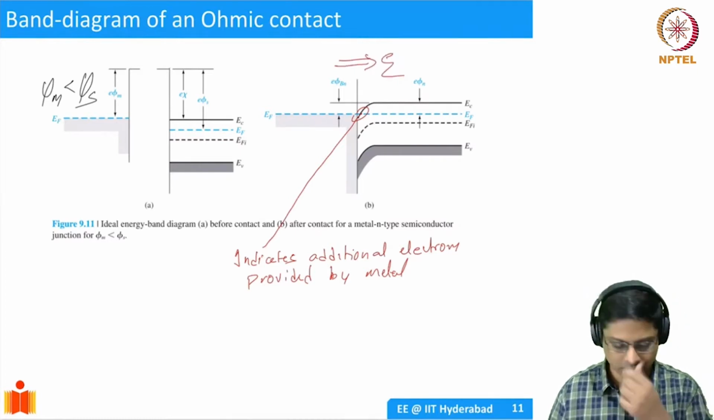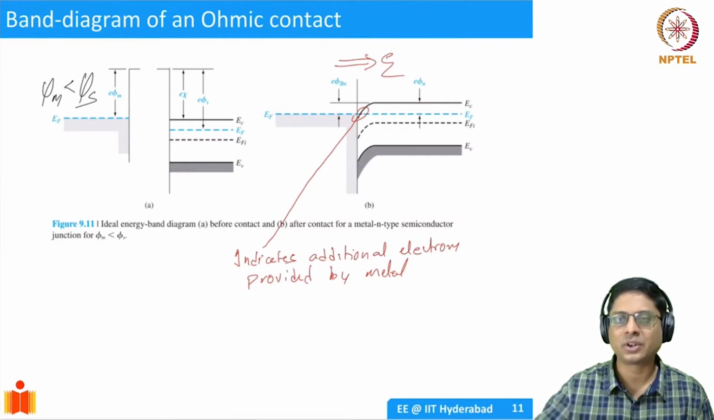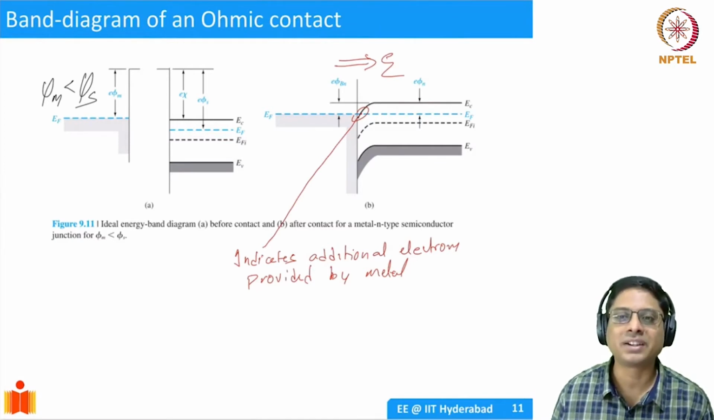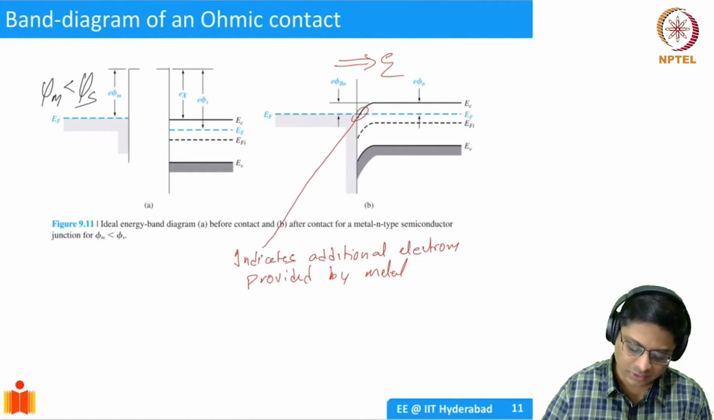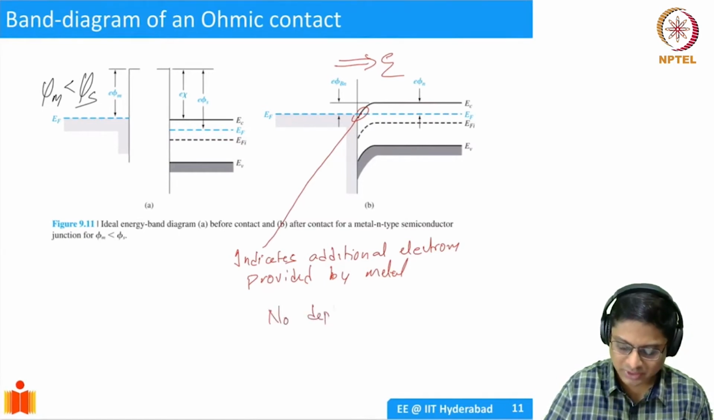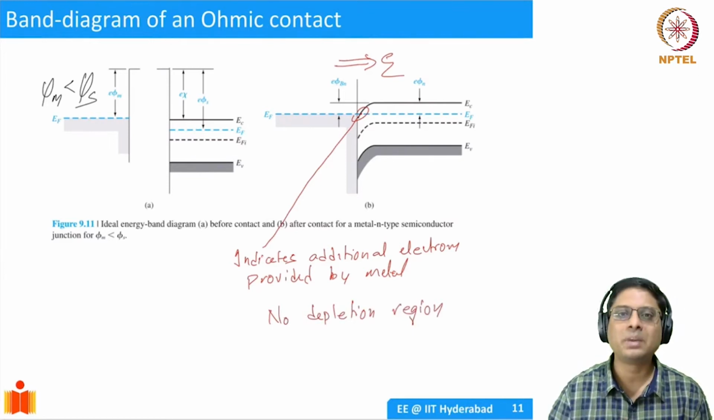So what is happening here? This electric field also in some way is causing the electrons to accumulate at the interface. There is nothing like a depletion barrier or depletion region now. So in this case, no depletion region, so no barrier for current flow.